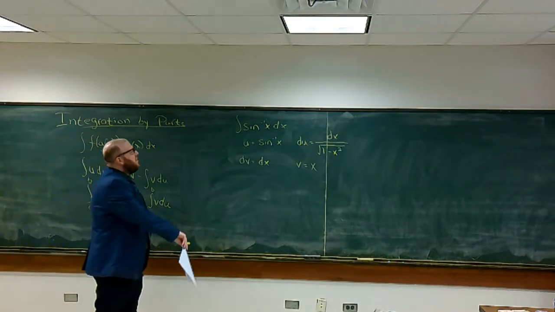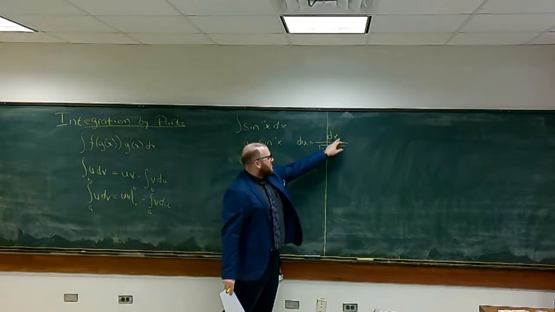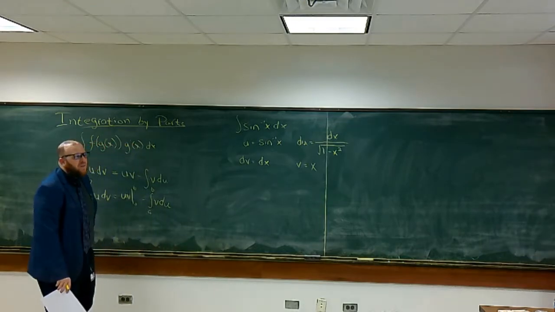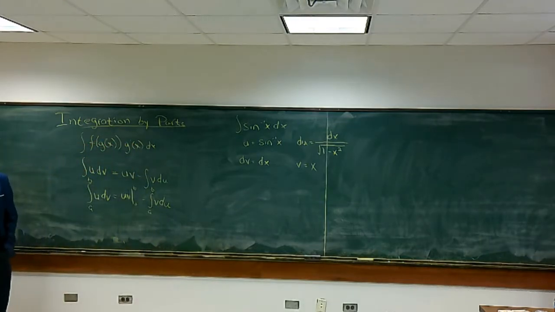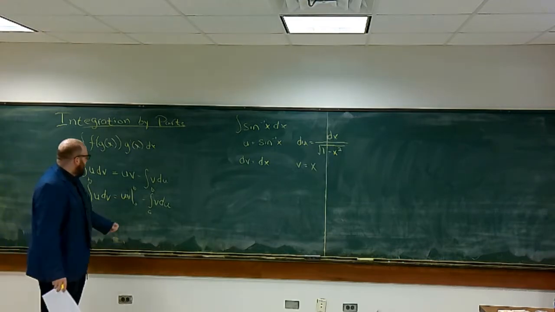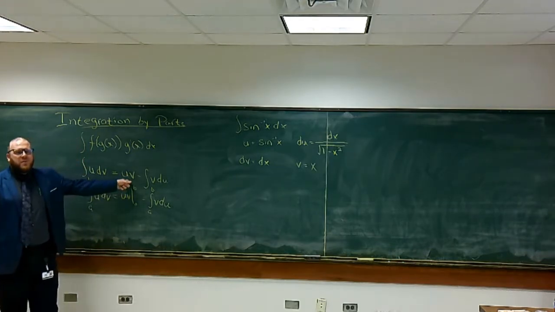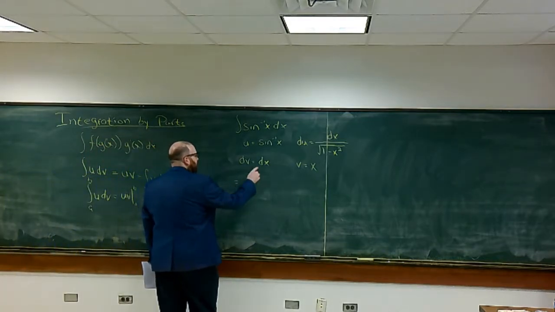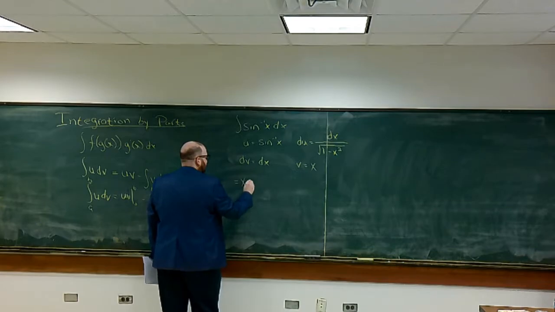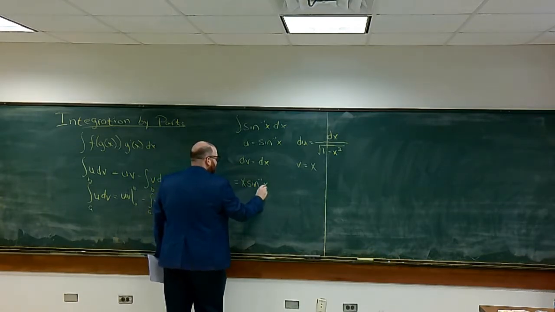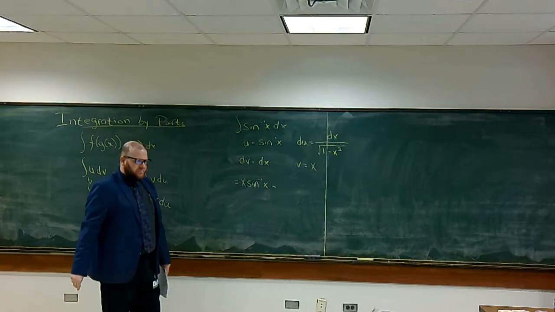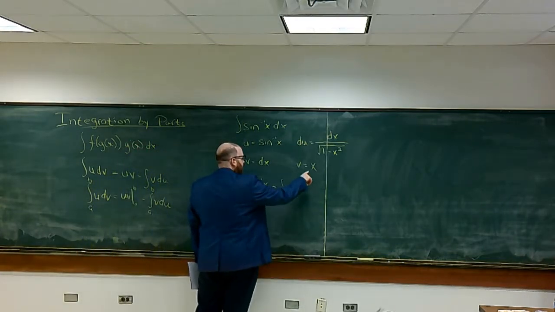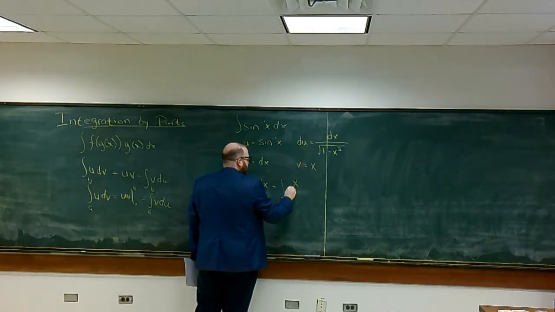Now the dx is just a differential, like we're finding du, not du dx. We just use this formula. Our antiderivative is u times v minus the antiderivative of v du.